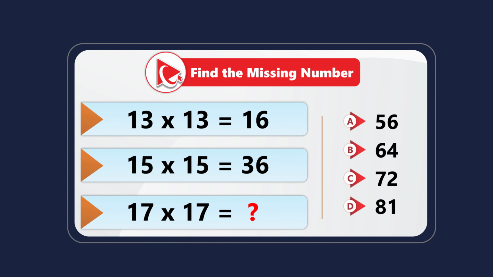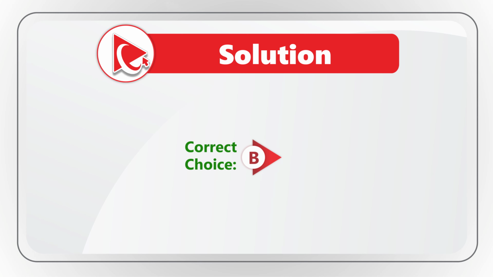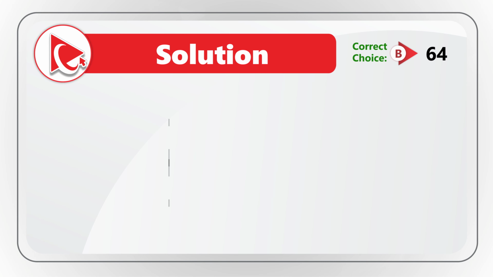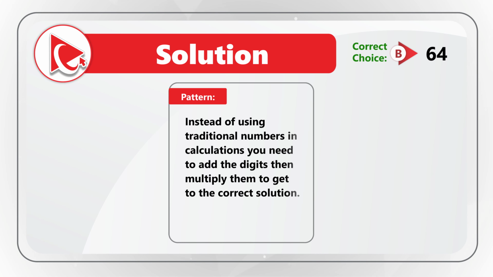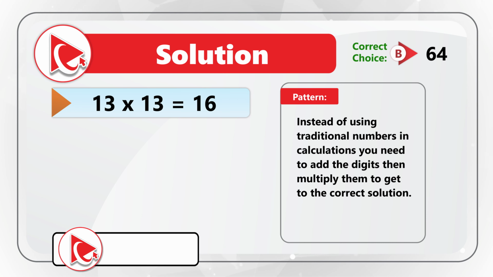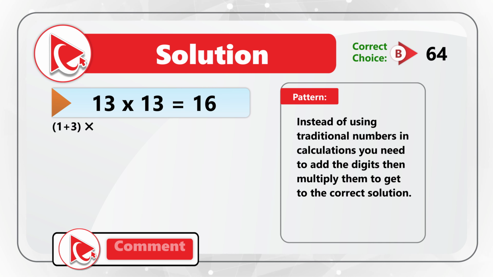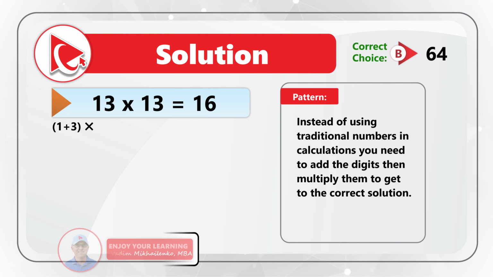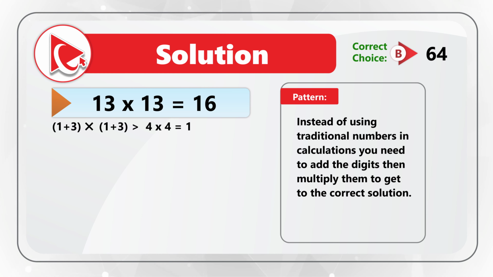Because the correct answer, choice B, 64, is calculated very easily. The pattern here is that instead of using traditional numbers in calculations, you need to add the digits and then multiply them to get to the correct solution. So let's look at the first expression. 13 multiplied by 13 equals 16. In reality, you need to sum up 1 plus 3, then multiply it by another expression 1 plus 3, which would be 4 multiplied by 4, which would be equal 16.